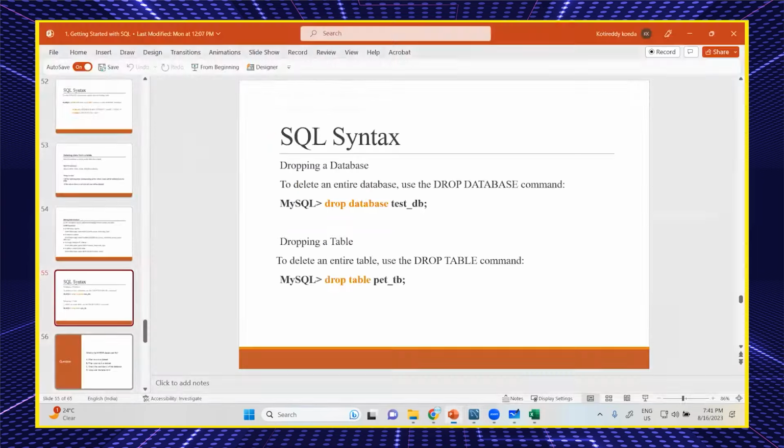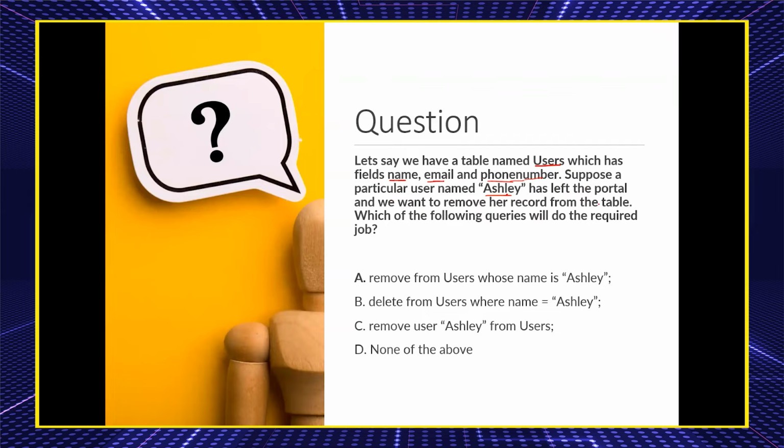Let's say we have a table named users, which has fields name, email, and phone number. Three columns. What are those? Name, email, and phone number. Suppose a particular user named Ashley has left the portal, let's say the KSR portal, and we want to remove the record from the users table. What is the answer?